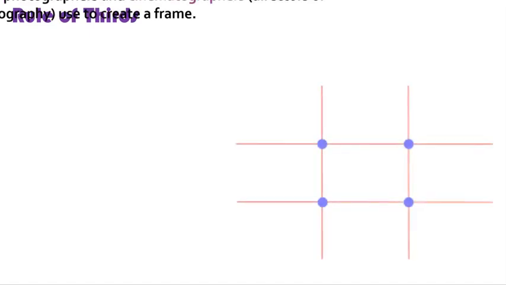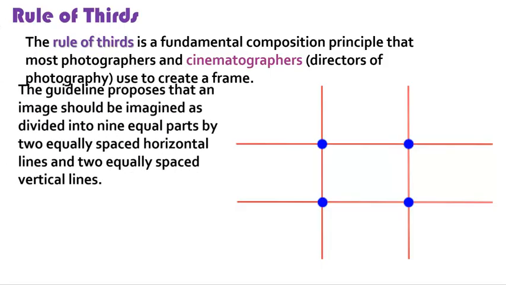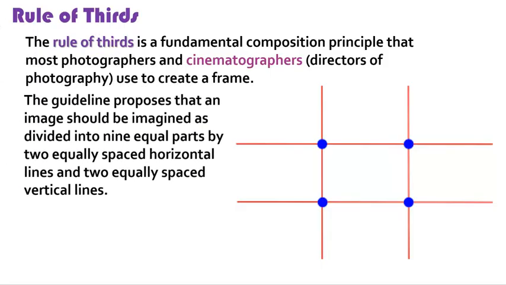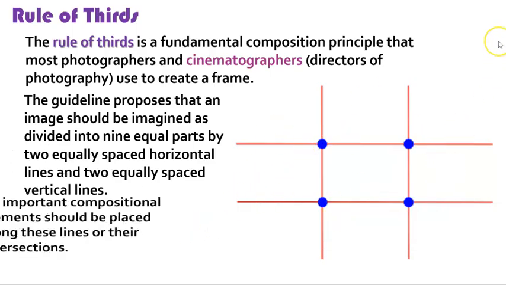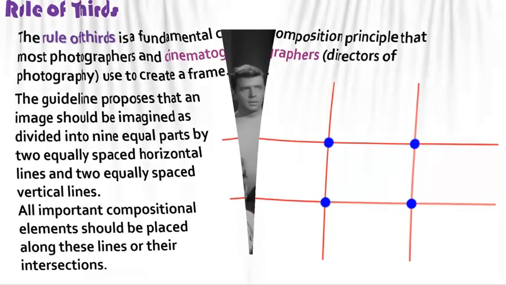The rule of thirds is probably something that most of you are familiar with. If you aren't, anytime you use your phone to take a picture, you'll see this grid. That's what it is. It's the fundamental principle of photography and cinematography. Most, not all, but most people use it to create a frame. The guideline proposes that an image should be imagined as divided into 9 equal parts by 2 equally spaced horizontal and 2 equally spaced vertical lines. What happens is that all important compositional elements should be placed along these lines and their intersections.